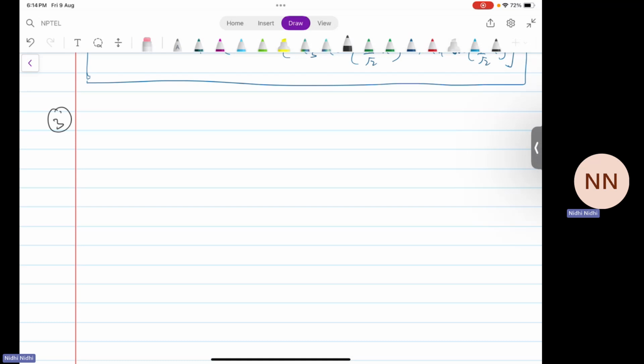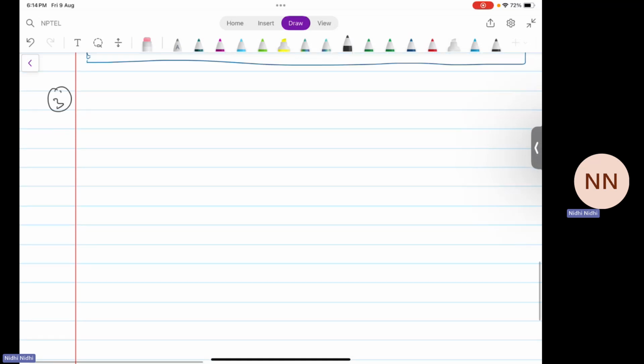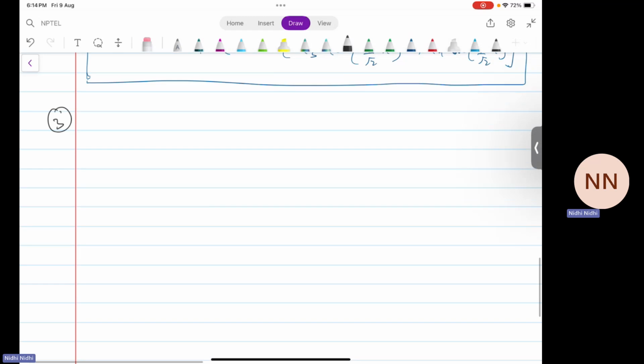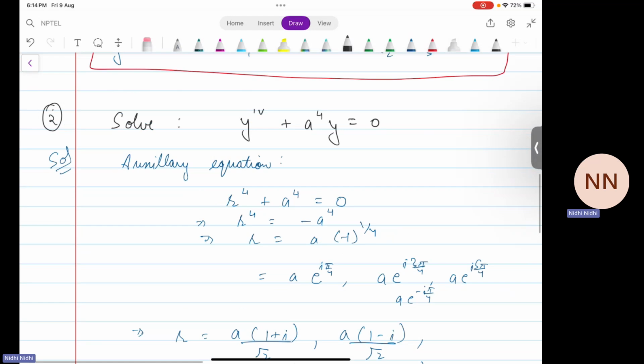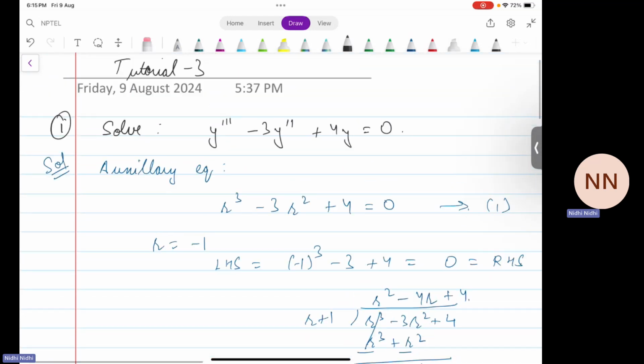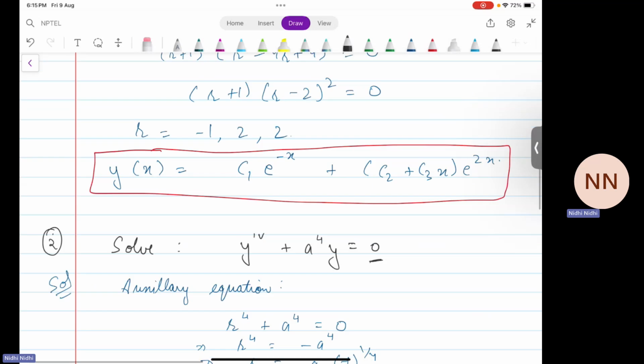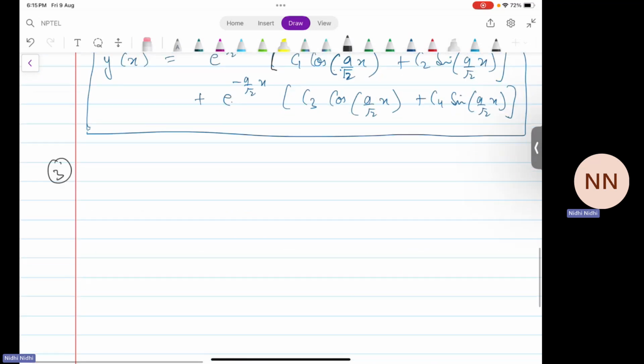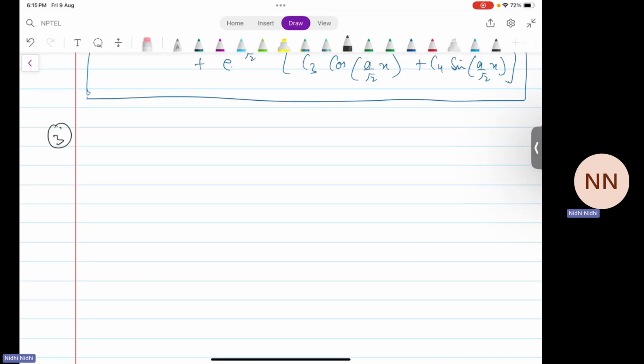Now we'll be using the method of undetermined coefficients to solve a higher order differential equation which is not homogeneous. Till now we were dealing with homogeneous equations. On the right hand side in both the cases we had 0. Now we'll see what happens when we don't have 0 on the right hand side, that means the non-homogeneous case.